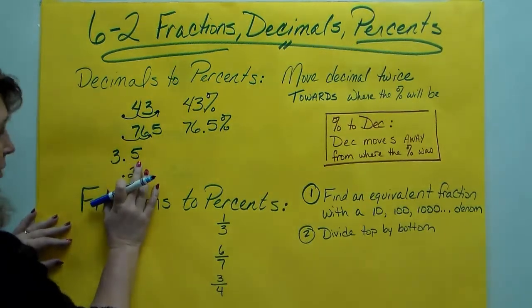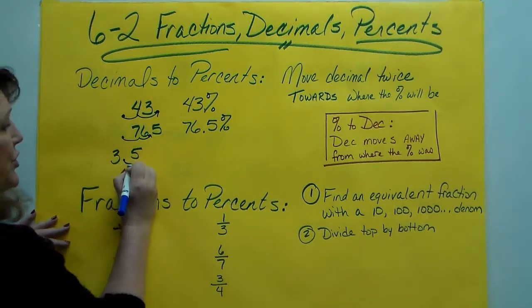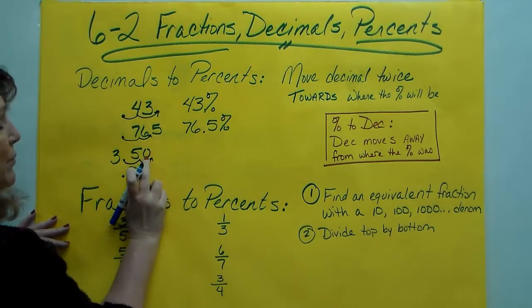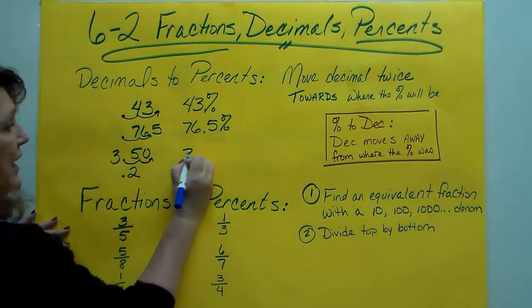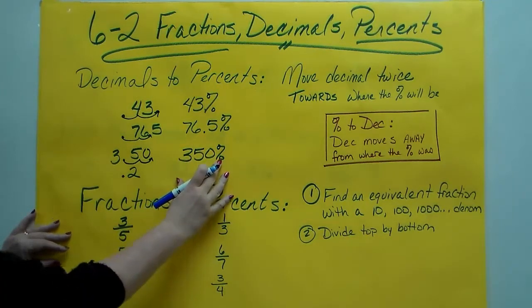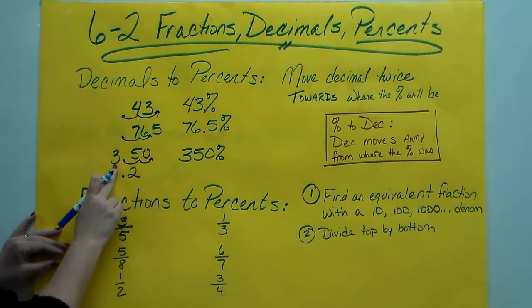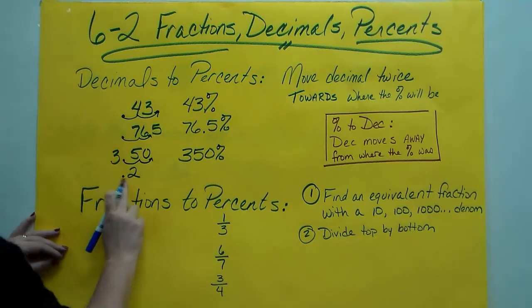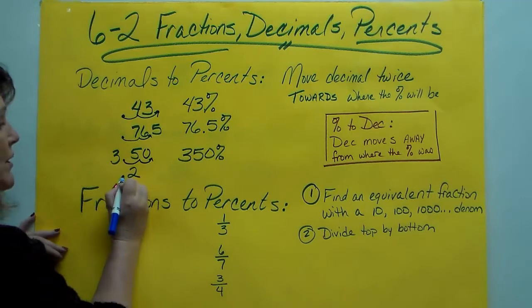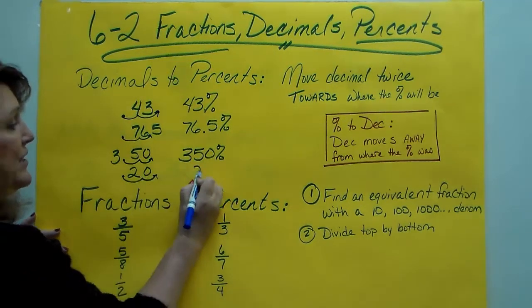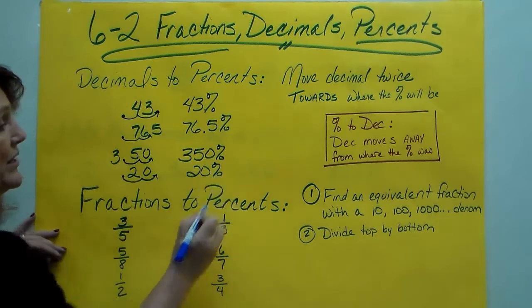I'm going to take this number, and again, I'm going to move my decimal over 2 times, and I'm going to need a placeholder here. So this is going to end up being 350%. Now, does that make sense? Because that's a big number. But yeah, it does, because I have 3 whole numbers here, so that should be fine. I've got a 0.2, a 2/10 here. I'm going to move my decimal over 2 times, and again, I'm going to need that placeholder. This becomes 20%.